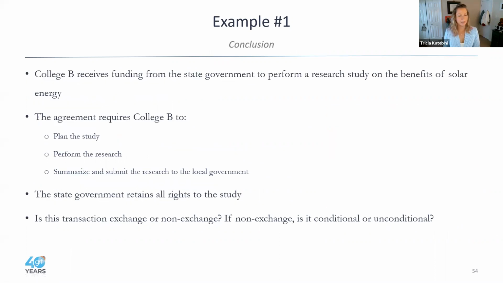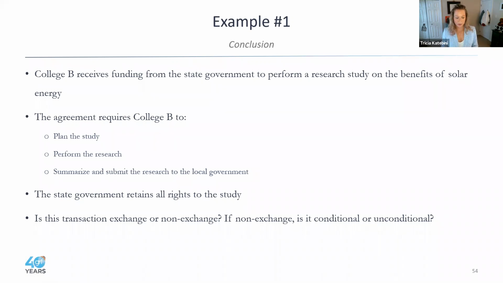Thanks, Max. Right. And so just kind of in conjunction with the last one, this one, the college is getting money from a state government to perform a particular research on solar energy is what we decided to choose. But in this case, the college is required to do a lot of the same things. They have to plan the study, perform the research, and submit that research back to the local government. But unlike the last example, in this one, the state government is actually retaining all the rights to the study. So it's no longer going to be out there and available for the general public.